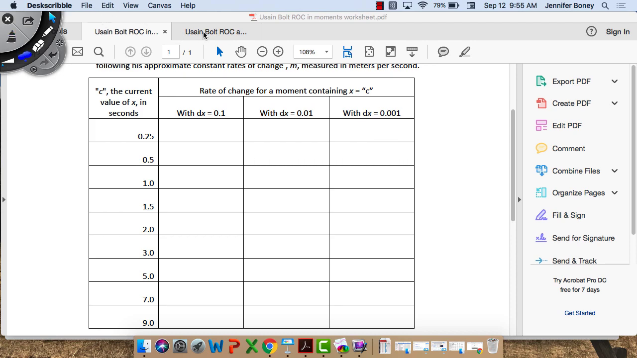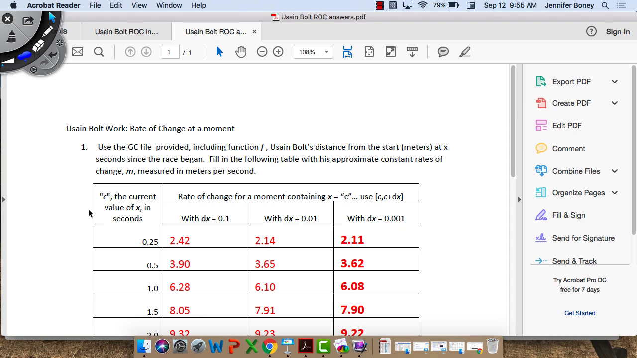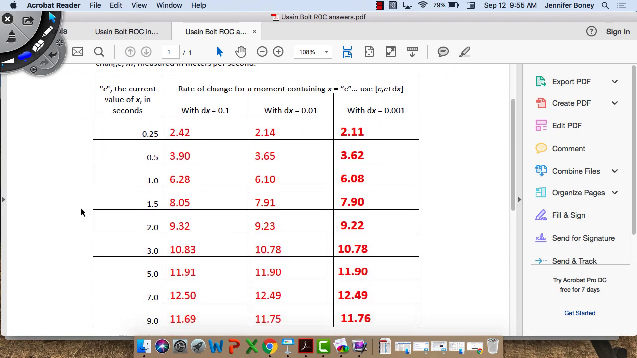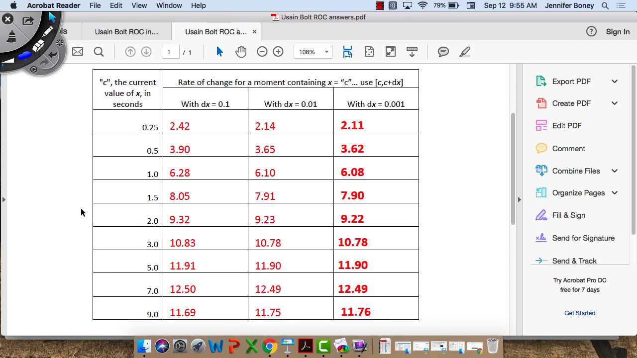So I want to take a look at that here. I've got the answers written out here. I rounded these to 2 decimal places. But looking at these rates, depending on what length of time interval I'm looking at within a moment around a quarter of a second into the race, depending on how long a moment or how long a variation I choose in my time interval, I get between 2.1 and 2.4 meters per second. And that's kind of different.